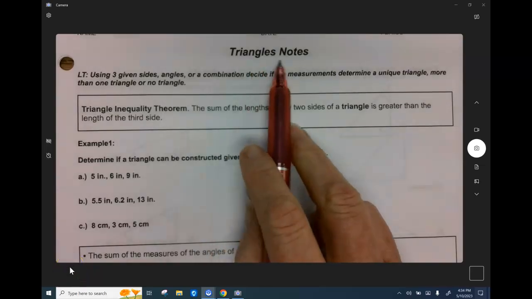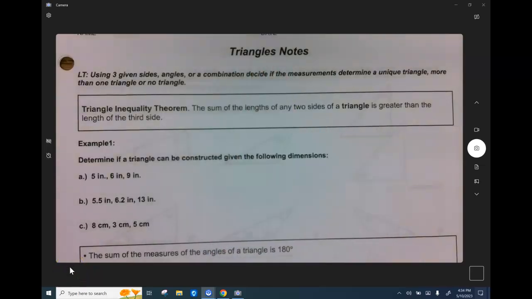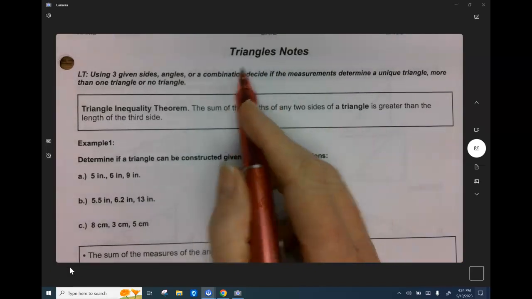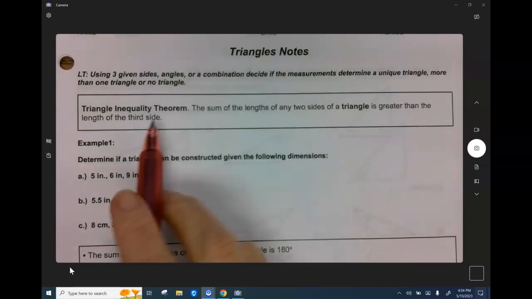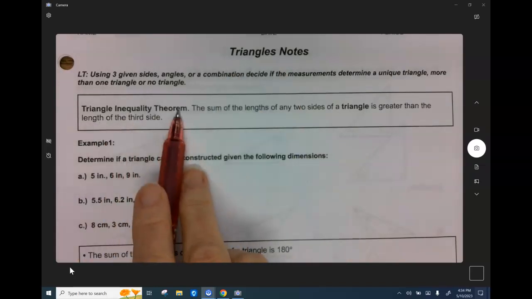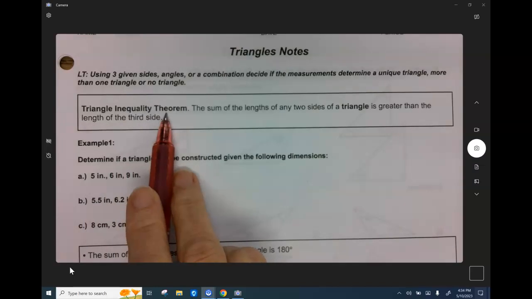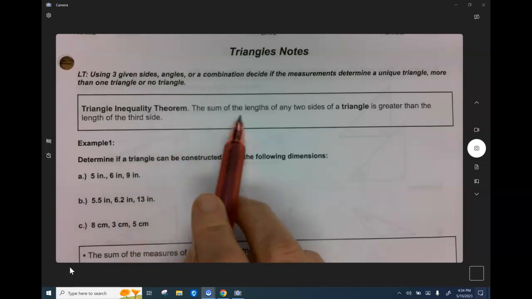So we're going to talk about triangle notes today, and we've been talking about angles and shapes and everything. With triangles, we're going to actually talk about the sides and the angles. The first thing we're going to talk about is there is a theorem. Now a theorem is not a fact, but in mathematics that means it's been proved. So luckily somebody else proved it, so we get to use it for now.